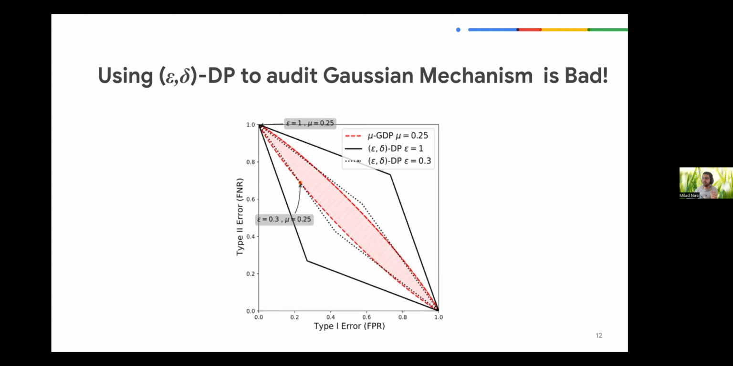So if you wanted to get this epsilon delta DP, you should have seen a point near right here. It's very hard to get a point when you have a very low false positive rate or false negative rate. That's why auditing DP using epsilon delta is hard, and using GDP makes it a bit easier. So I hope this answers the question.